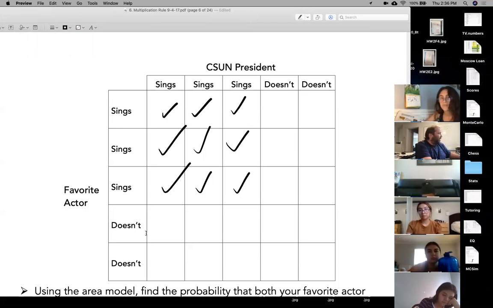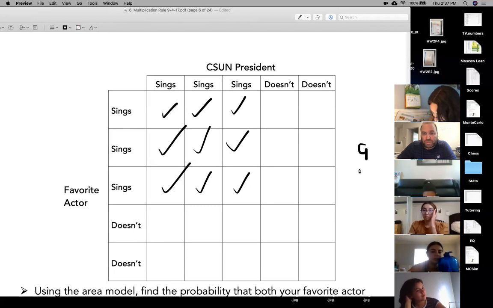Yes. And how many squares are there in total? 1, 2, 3, 4, 5. No, 25. So it should be 9 over 25, right? Now, does that make sense?